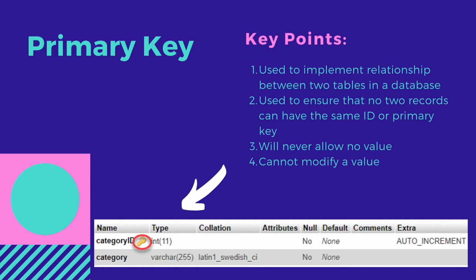Natutunan nyo sa mga previous lessons natin kung paano gumawa ng primary key, di ba? Usually, ang unang column sa table mo, yan yung primary key. And usually, naka-int yung data type. Pero hindi naman necessary. Pwede din namang text or ibang data type. Take note na ang primary key ay hindi pwedeng paulit-ulit ang data. Kaya most of the time, ginagawa itong auto-increment.